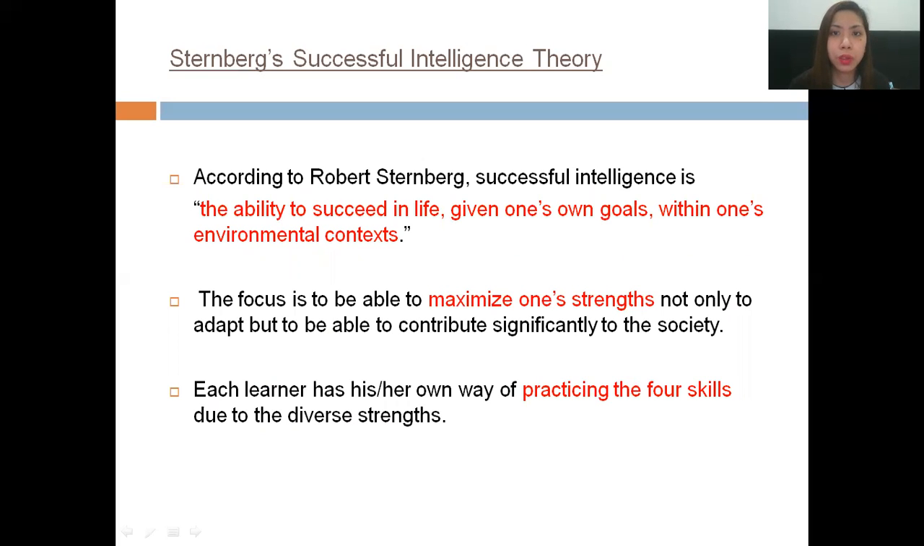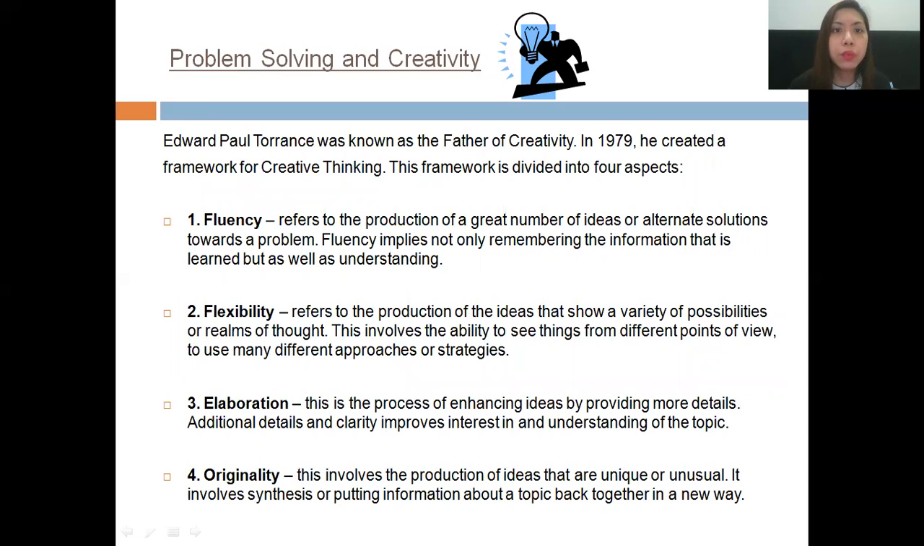According to Sternberg, successful intelligence is the ability to succeed in life given one's own goals within one's environmental context. Its focus is to be able to maximize one's strengths, not only to adapt, but to be able to contribute significantly to the society, and each learner has his or her own way of practicing the four skills due to the diverse strengths. Edward Paul Torrance created a framework for creative thinking, and it is divided into four aspects.